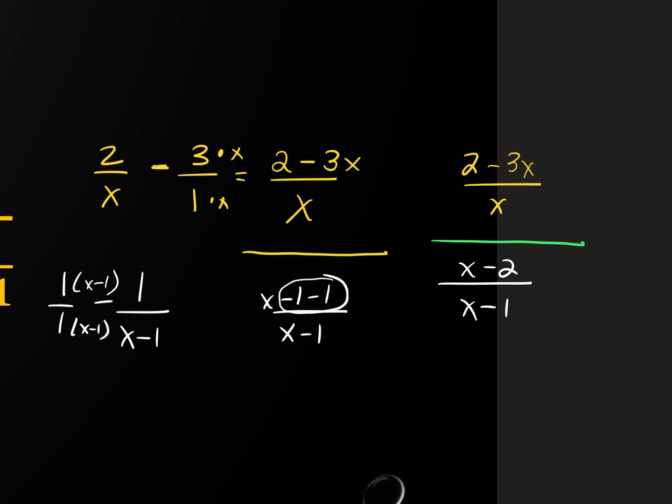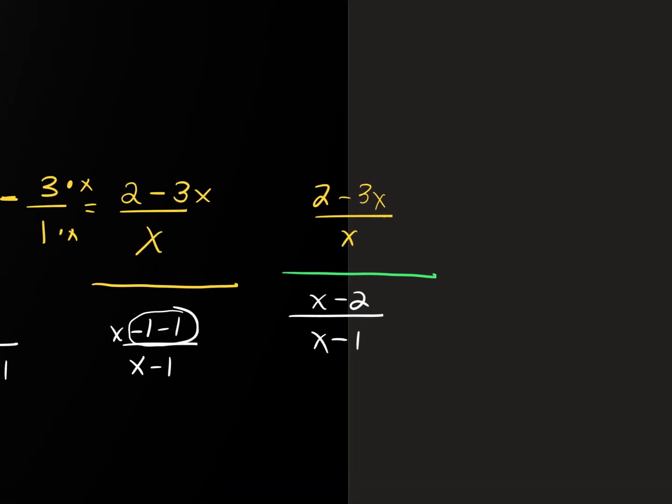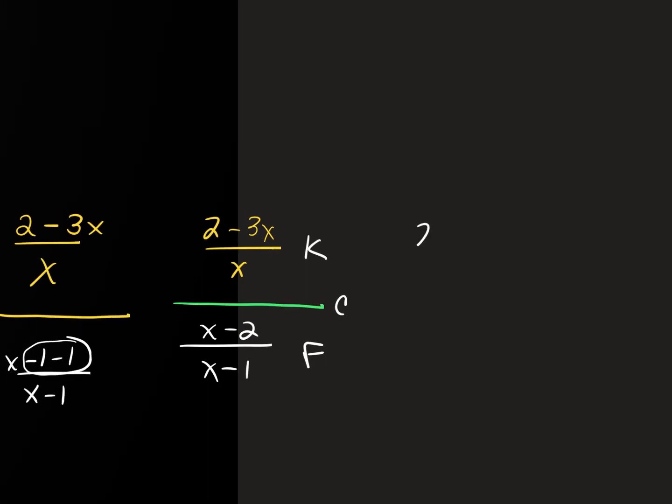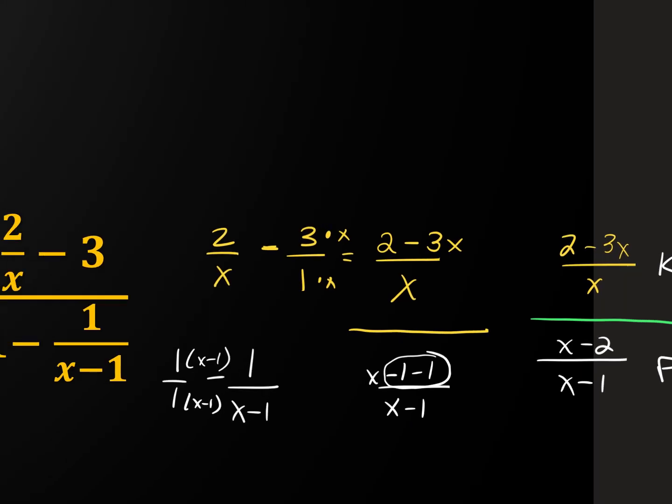So now we have created a problem like the first three examples. Can we now keep, change, flip? Yes, we're going to keep, change, flip. And this becomes 2 minus 3x over x times, when I flip, what happens? x minus 1 over x minus 2. Perfect. Yes. What did you do, 2 minus 3x? Where did I get it? Yes, from over here, when we found our common denominator between x and 1.